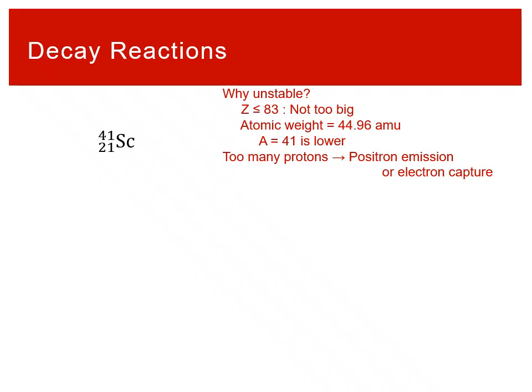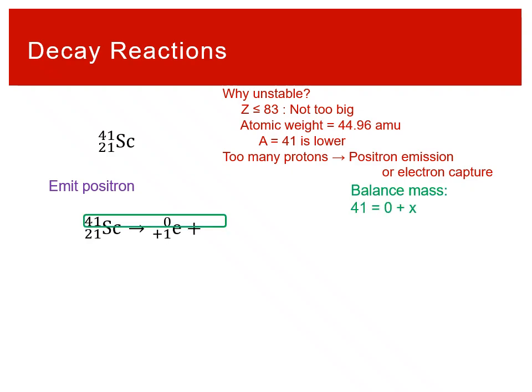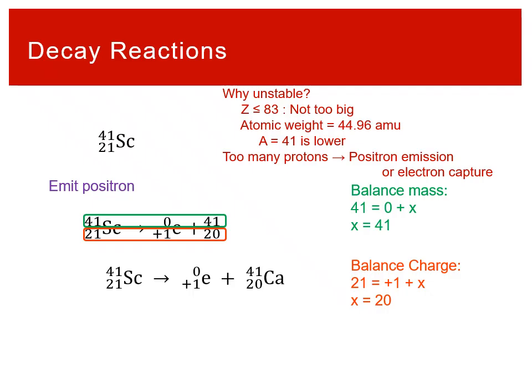In this case, whenever you are given the fact that there are too many protons, you actually can't distinguish between these two processes. You just know that one of them will happen, either positron emission or electron capture, because in both of those cases, you decrease the number of protons and turn them into neutrons. It doesn't really matter which one we choose, because if you say it emits a positron, you balance all this out, you get 41. Again, the mass doesn't change, but the charge does decrease by 1 in the nucleus. So you'd get 20, 41. So you'd make calcium-41. Okay, so if you have scandium-41, it becomes calcium-41.